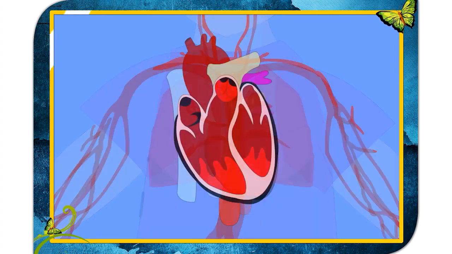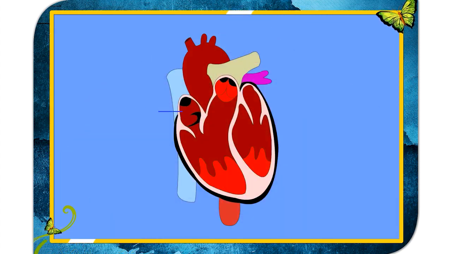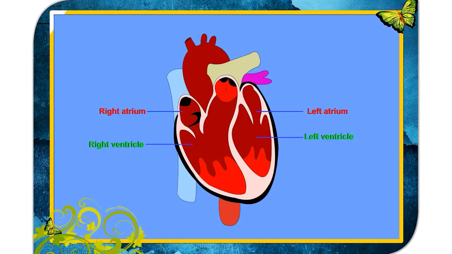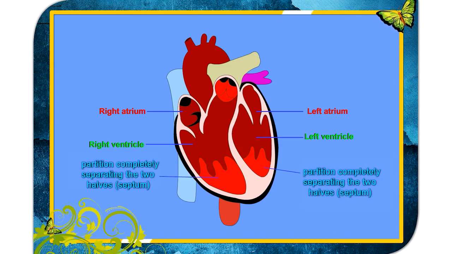The heart has 4 compartments called chambers. The upper 2 chambers are called the atria and the lower 2 chambers are called the ventricles. The left side of the heart has oxygen-rich blood and the right side has carbon dioxide-rich blood. The left side of the heart is separated from the right side of the heart by a partition called septum. The septum prevents the oxygenated blood from mixing with the deoxygenated blood.